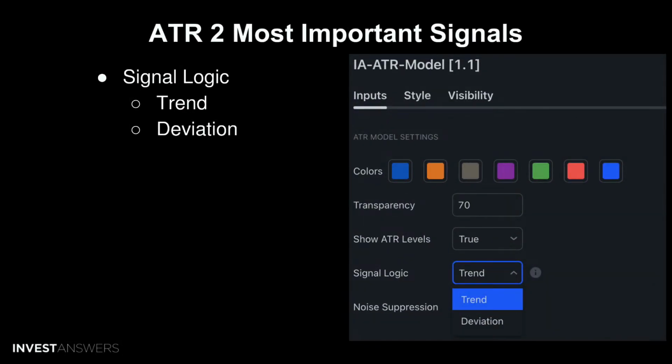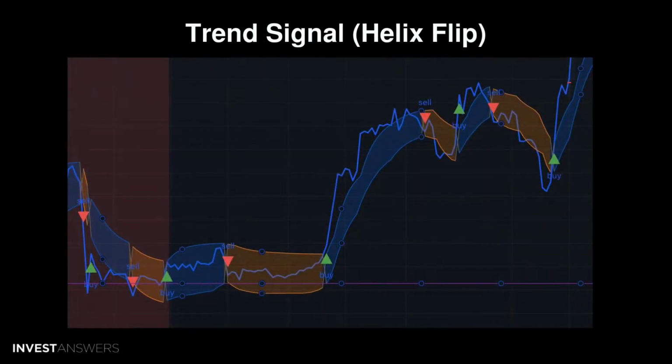So first of all, the 2 most important settings are this signal logic, and it's a toggle button. You can flick it between trend and deviation. It works for different assets. Again, it is a power tool that's been made really, really simple, and that's why it took so long to build. Now let's look at these models, what they look like.